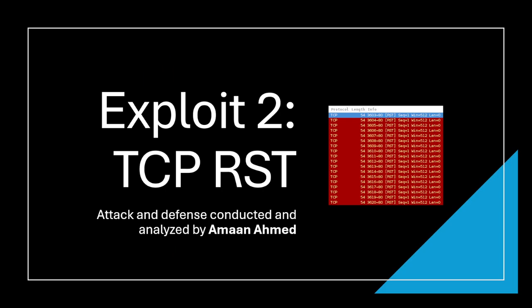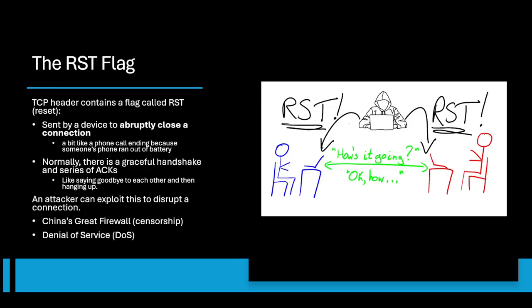Exploit number 2 is TCP reset. The TCP header contains a flag called RST, known as reset. It's typically sent by a device to abruptly close a connection in the event of a problem. An attacker can exploit this to disrupt a connection, making this a DoS attack.